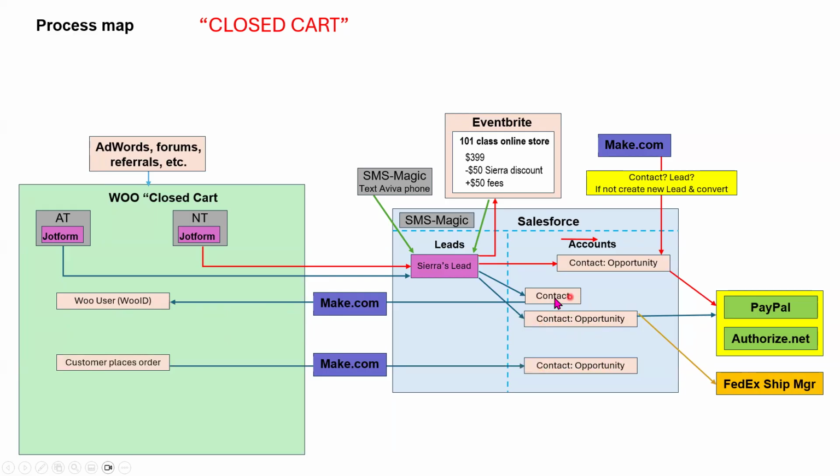Okay, so let's say that the user that she converted to contacts, she created them as a user, and then they actually place an order. Well, Make is watching all Woo orders, and it would see that, and it would bring it back over and place the order as it would find the right contact using the Woo ID and place an order.